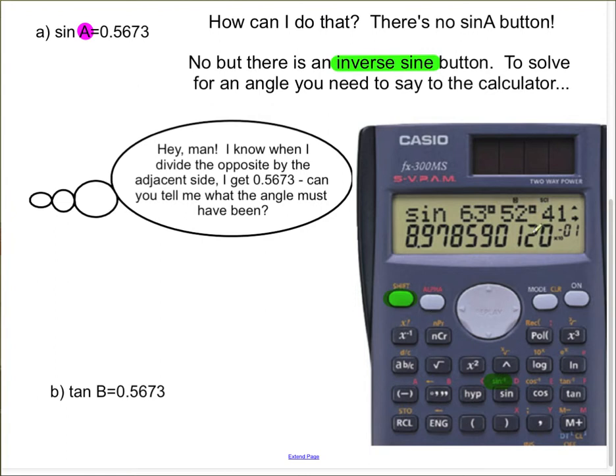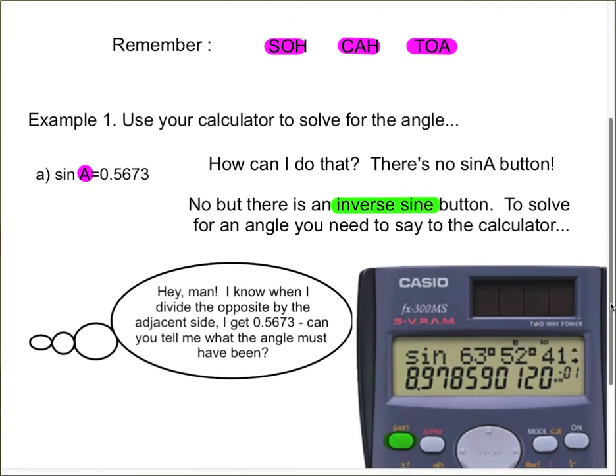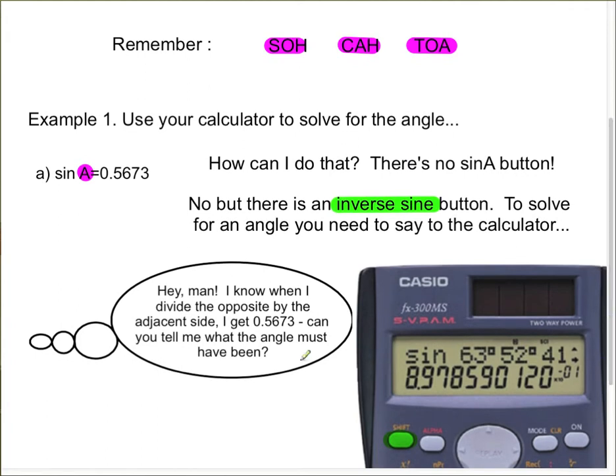What you're doing here is you're saying to the calculator, hey, I know that when I divide the opposite by the adjacent, because that's sine, right? Opposite divided by adjacent? No, that's not sine. Ooh, that's a big boo-boo. Sine is opposite divided by, yell it out loud and clear, opposite over hypotenuse. That's right, boys and girls. So you're saying to the calculator, hey, Mr. Calculator man, I know when I divide the opposite by the hypotenuse, like sine tells me, that I get 0.5673.